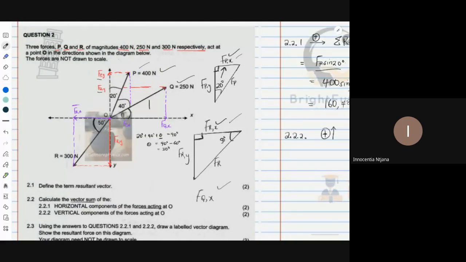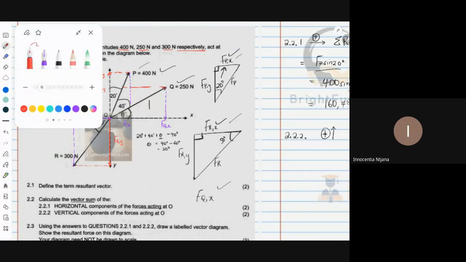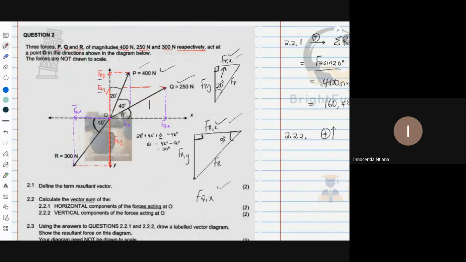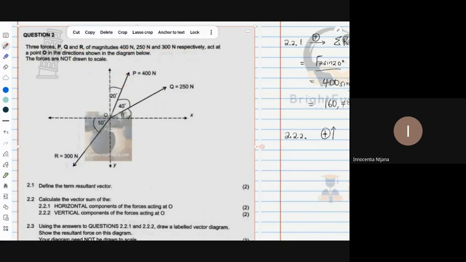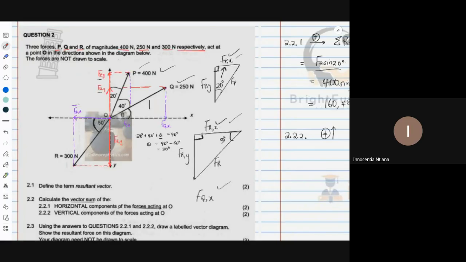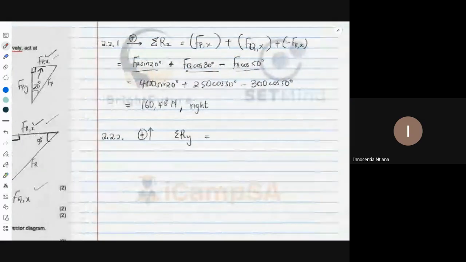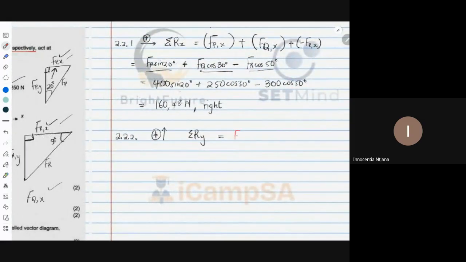So if we check here, FQY, let me redraw them. FQY and FPY are both going up, but FRY is going down. So FRY is the negative one. So we have FP.